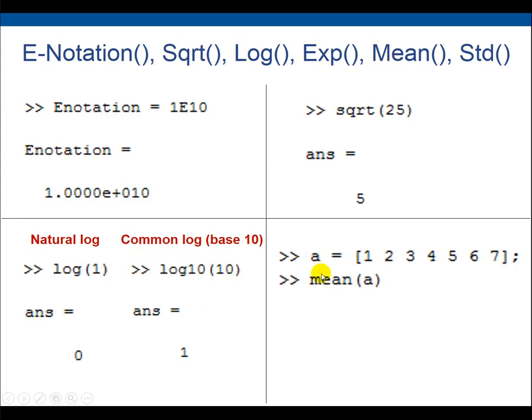And here we can also use some statistics. If the variable A contains these 7 data points, and we take the mean of A, here the answer is 4. Okay.